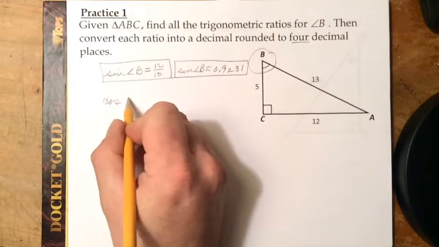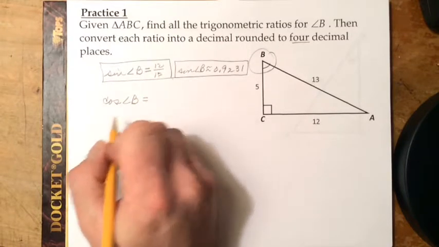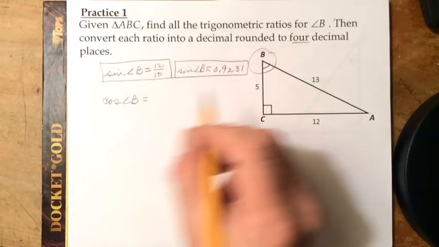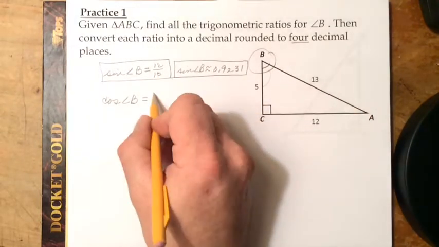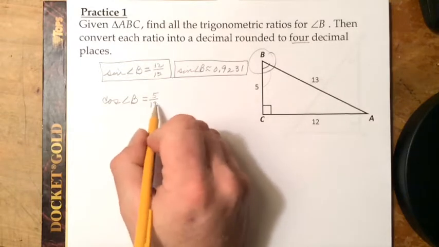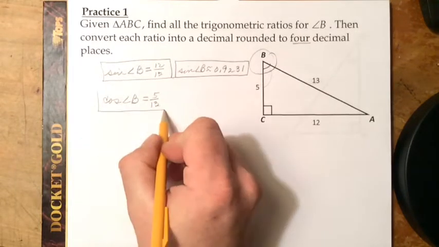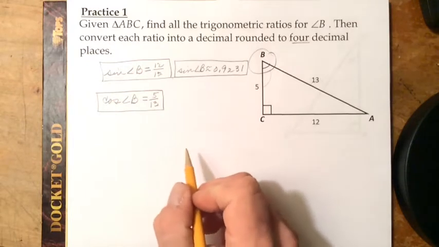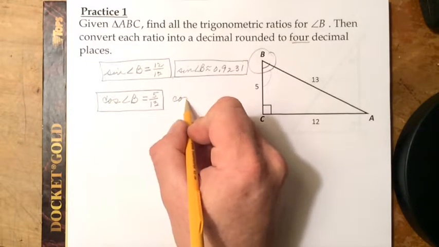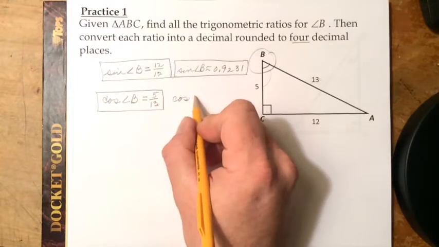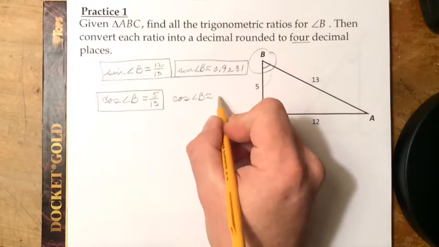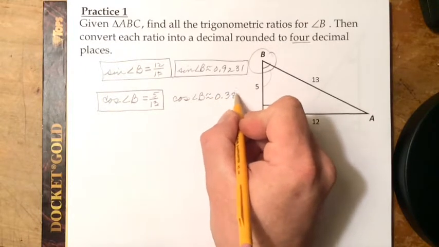On to cosine, the cosine of angle B. Cosine is defined as the adjacent side to that angle over the hypotenuse. So adjacent would be 5 over hypotenuse 13. 5/13 does not reduce or simplify. So this is our ratio, 5 to 13. And then our decimal equivalent, take 5 and divide by 13, approximate to 4 decimal places, and you're going to get approximately 0.3846.